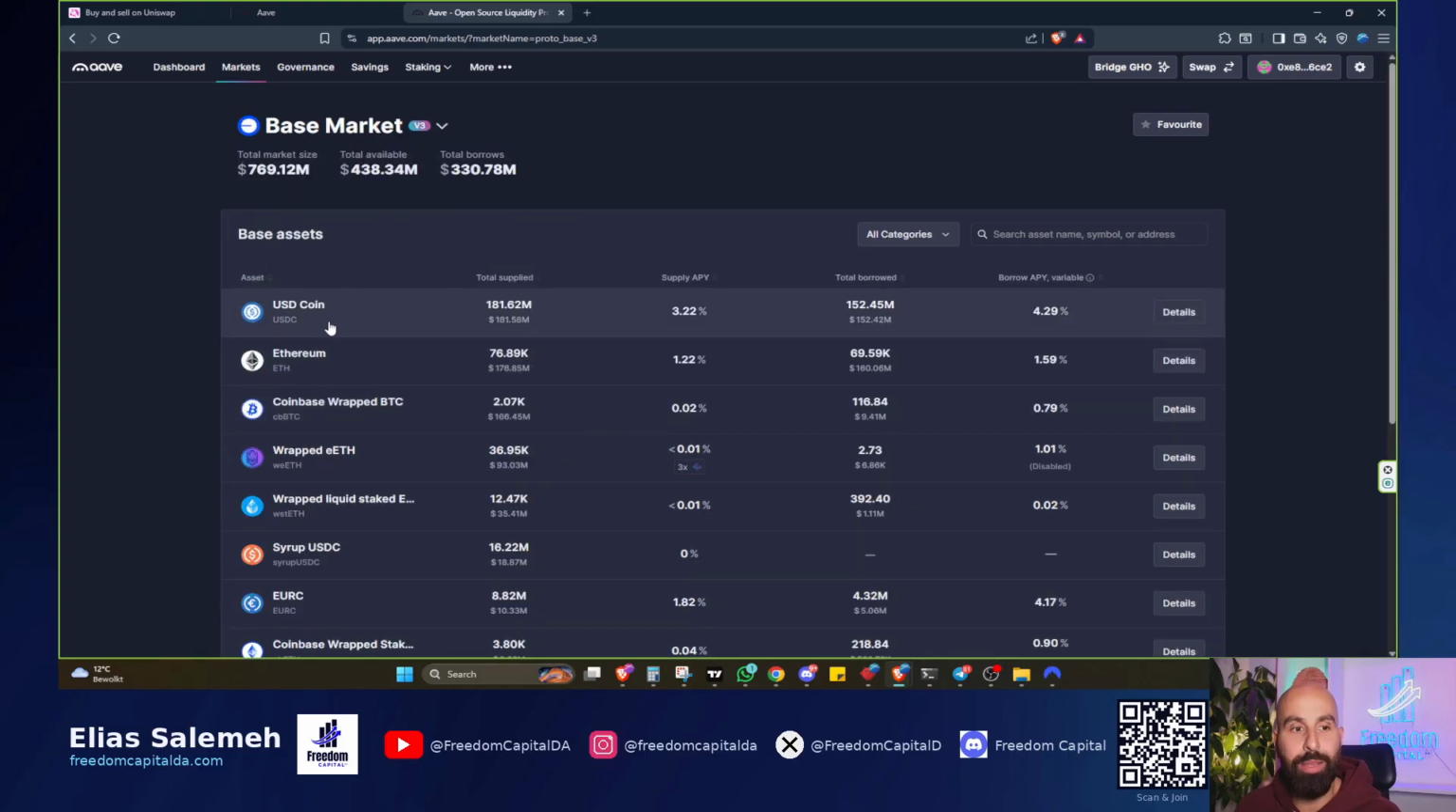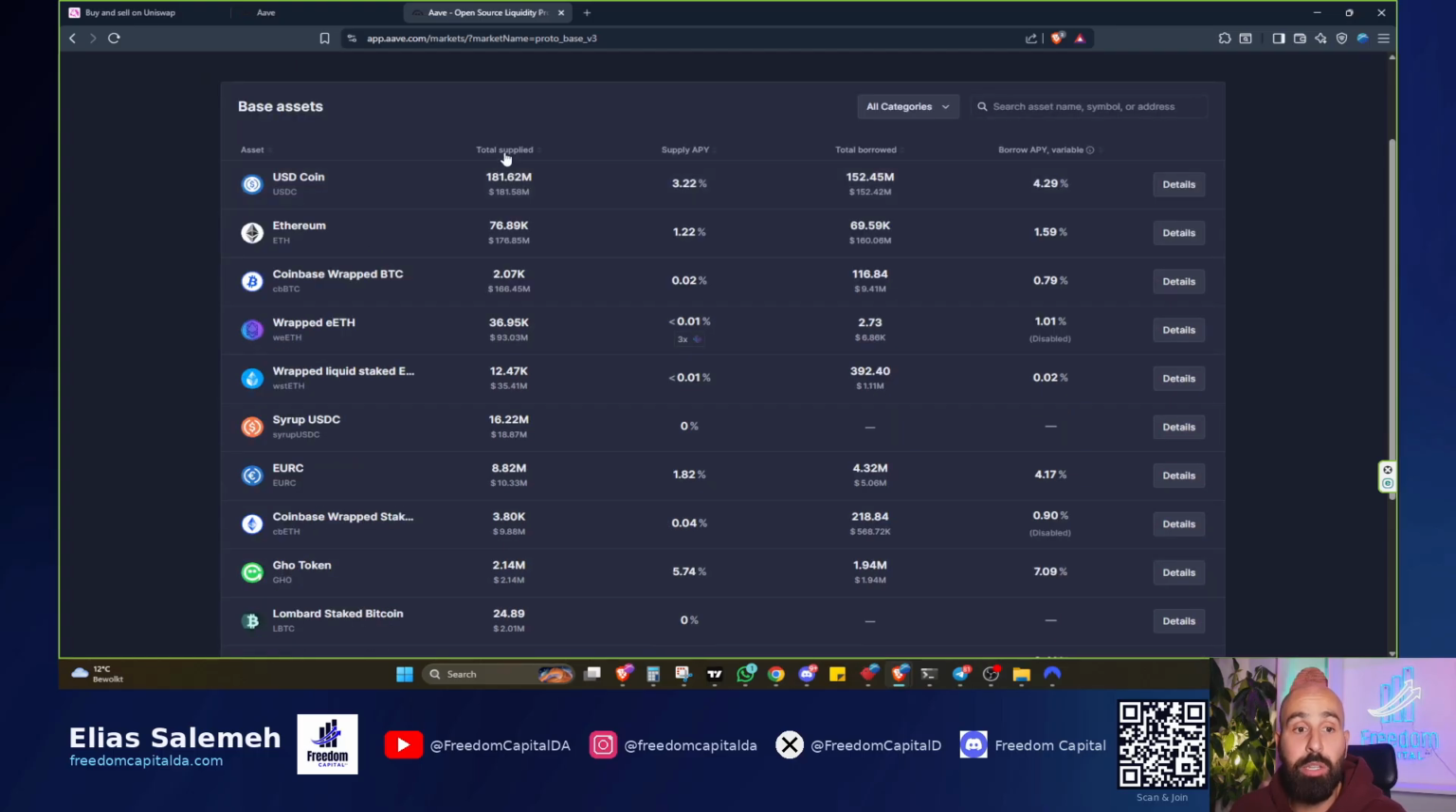So going back to Base, here you see all the assets that are within this specific market. Definitely the asset list differs between different markets. You see the total supplied of that specific token, and the supply APY. So right now, if I deposit USDC, I will earn 3.22% in terms of annual percentage yield. When I supply USDC to Aave, I'm basically lending my USDC on the Aave platform for whoever wants to borrow. And currently, I get paid 3.22% for doing so.